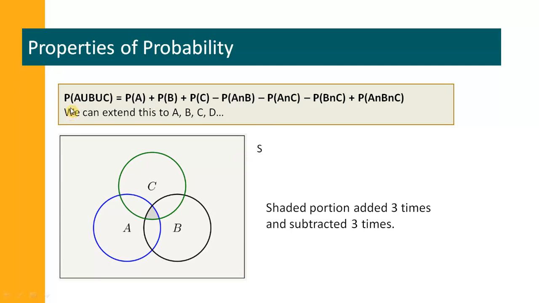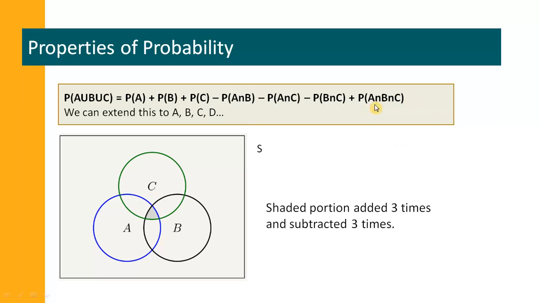Then P of A union B equal to P of A plus P of B minus P of A intersection B. The next property is P of A union B union C equal to P of A plus P of B plus P of C minus P of A intersection B minus P of A intersection C minus P of B intersection C plus P of A intersection B intersection C. We already know that when considering A and C, we added this A intersection C twice. That is why we are deducting this P of A intersection C. And again, when considering C and B, we have added twice this B intersection C. That is why we have deducted one P of B intersection C. Similarly, this A intersection B is also deducted because we have added it twice.